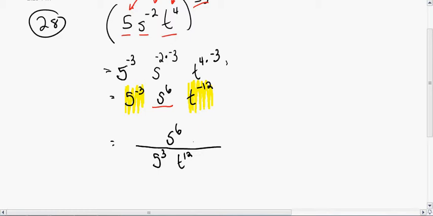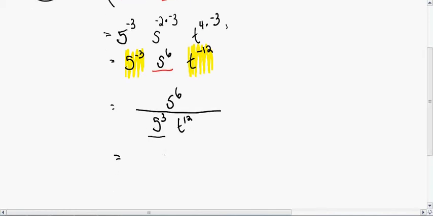Now I just have one more step to take, and that's to evaluate the 5 cubed. 5 times 5 times 5 is 125. So my final answer here is s to the 6th over 125 t to the 12th. And there's my answer.